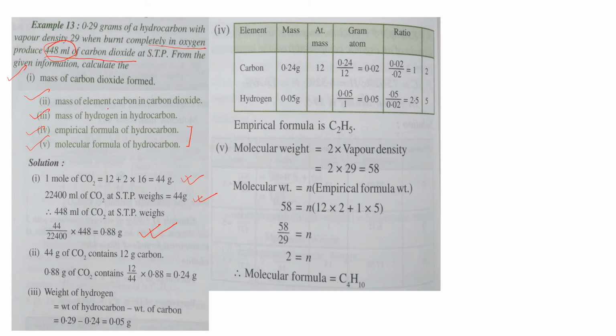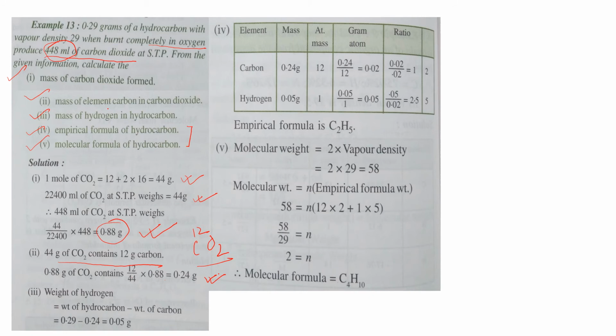Now the second one is the mass of the element carbon in carbon dioxide. In CO2, 12 gram carbon is present. So 44 gram of CO2 contains 12 gram. Now I am having 0.88 gram. So 0.88 gram of CO2 contains 12 by 44 into 0.88. So I am getting 0.24 gram. This is the answer of the second one.